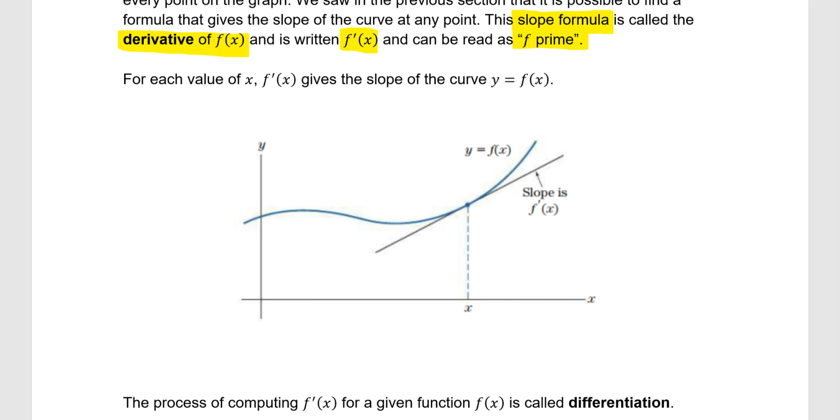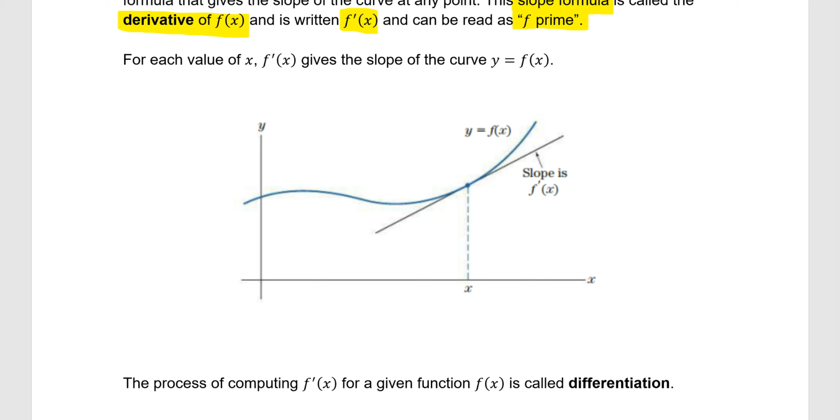So for example, if we have this curve right here, we have f of x, and we have this tangent line right here at the value for x. That means the slope of this tangent line is the derivative of the function at that point x.